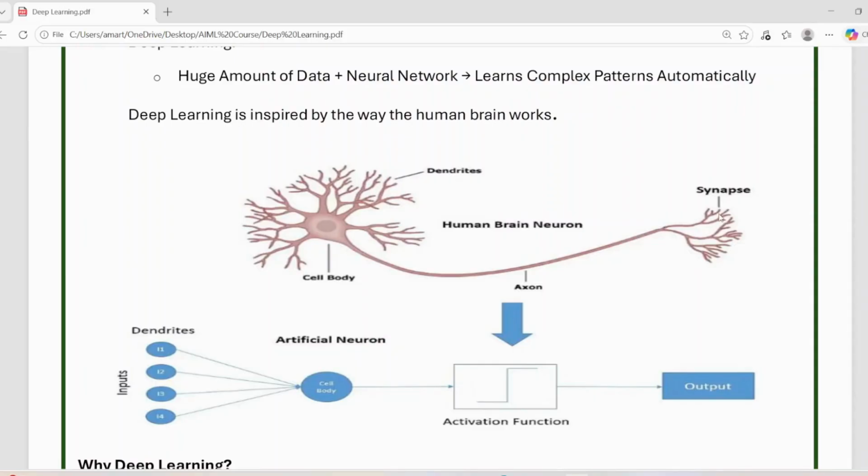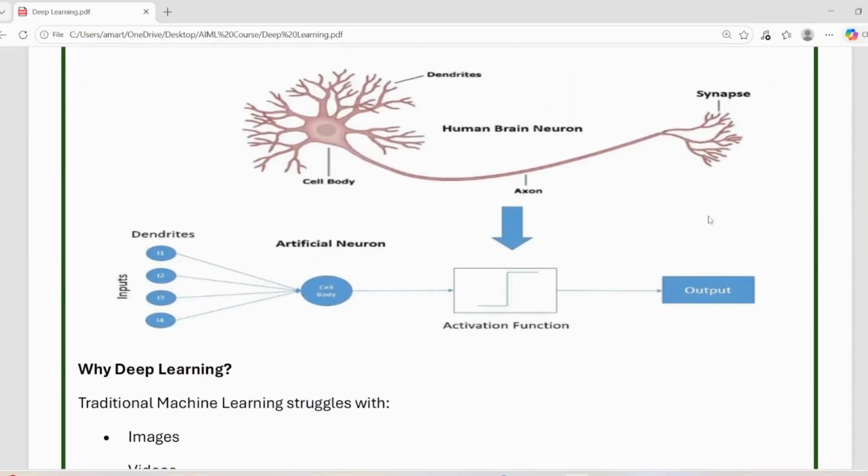So this is how a human brain's neuron works part by part, from dendrites to cell body, to axon, axon to synapse. This is how a neuron works. And there are multiple neurons in our human brain.